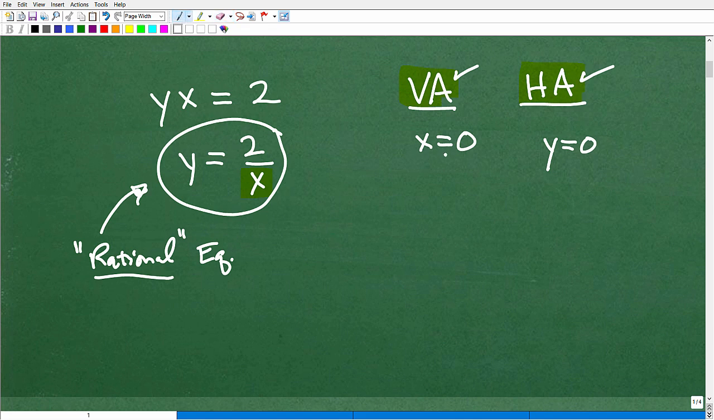Just to reinforce the procedure to find the vertical asymptote, it's the zero of the denominator. We set the denominator equal to 0 and solve. Boom, now I've got a vertical asymptote. That's a boundary I need to follow.